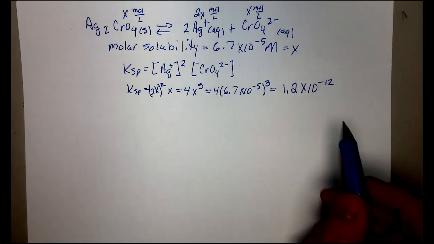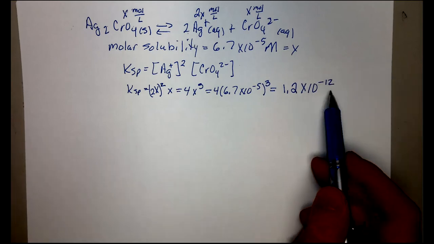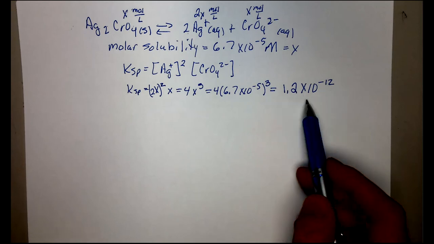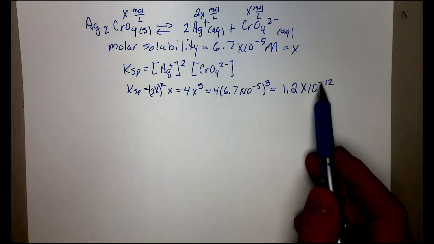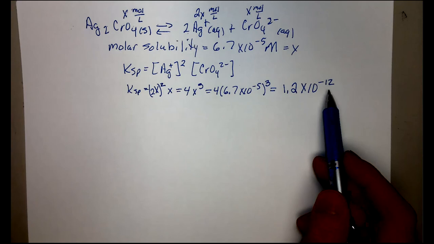So the bigger and more negative that exponent is, the less soluble the salt is. And so if you're starting to get into the single digits in terms of the negative exponent, you're getting something that's a little bit more soluble. This is pretty insoluble. There are certainly less soluble salts, but this is pretty insoluble.